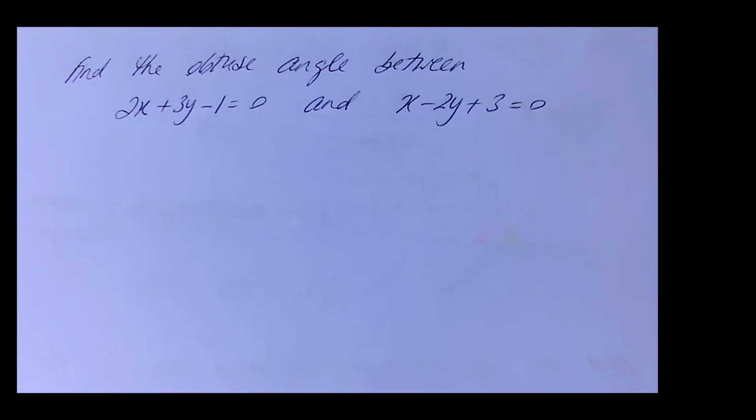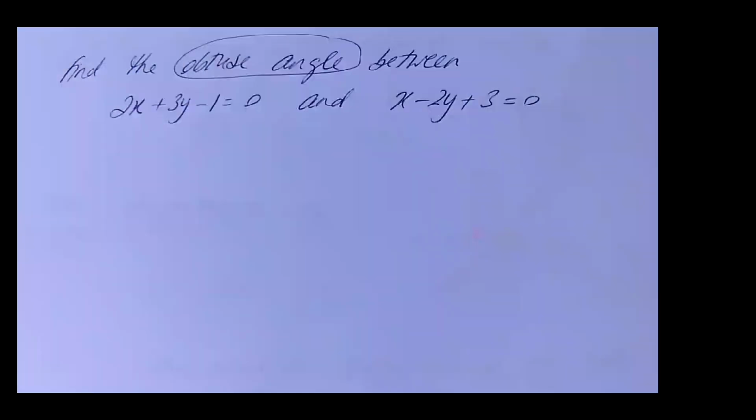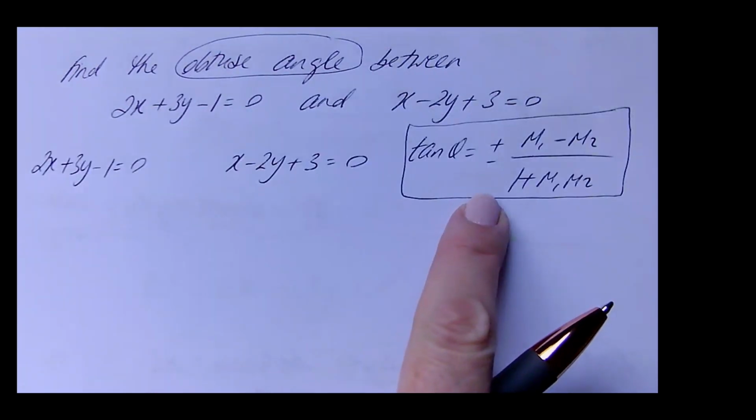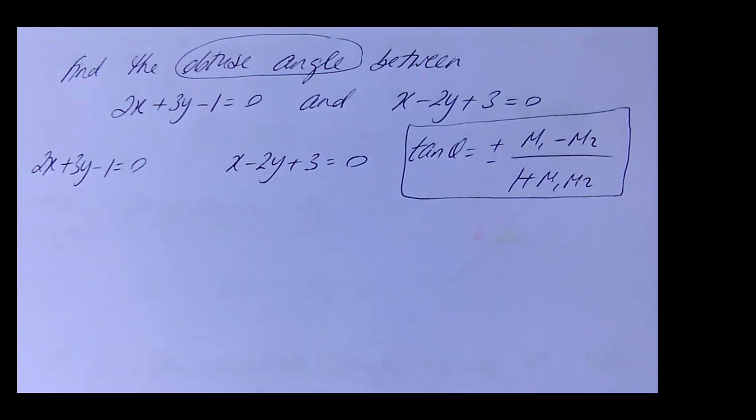All right, if you're feeling confident, press pause. Otherwise, let's work through it together. So this time we're asked for the obtuse angle. But again, we're going to go ahead and get the acute angle first, and then it's really easy to work out the obtuse angle afterwards. So what we need for our formula is the slopes of the two lines. I've got my formula written over here for myself, and now I'm going to pull out the slopes of the two lines.